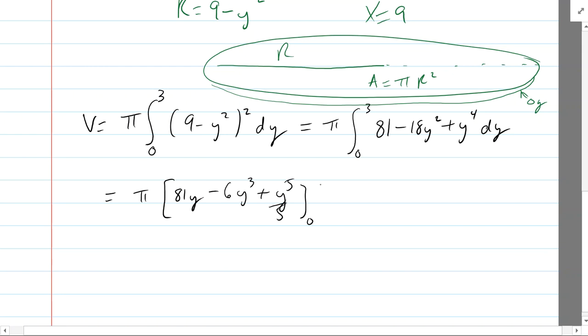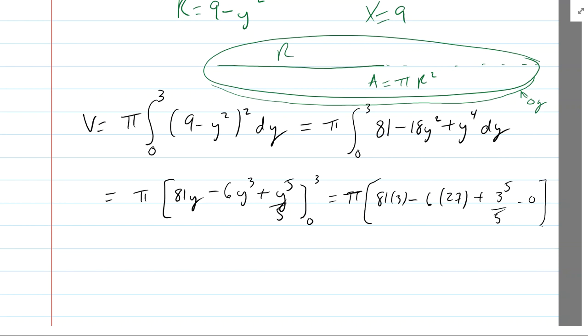And I'm integrating from 0 to 3, so you just have to do 3's. You should be able to do these. So I got 81 times 3 minus 6 times 3 cubed, which is 27, plus 3 to the 5th over 5, minus 0, because when I plug in 0 it's just going to be 0 for each term. You don't have to simplify that if you don't have a calculator. You plugged it in. That's sufficient.